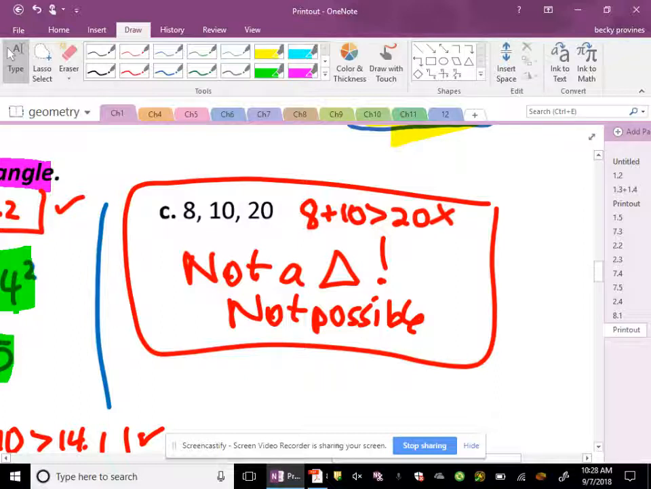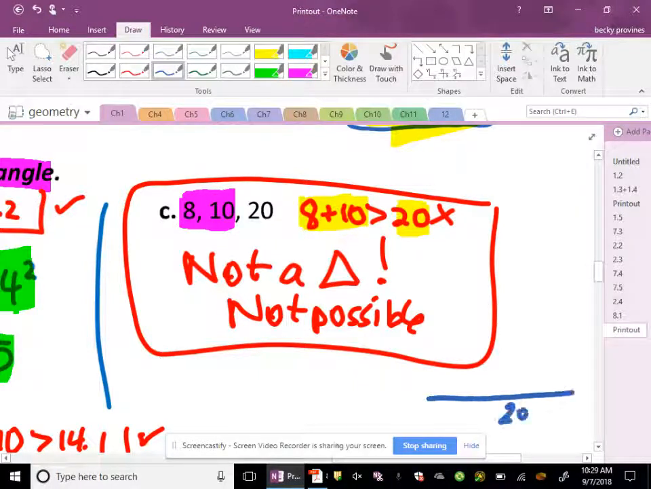What the rule is to form a triangle, the two shorter sides, before you even square it, just the 8 and the 10, when you add it together, it has to be more than the third side. It has to be more than the biggest side. So when I add 8 and 10 together, obviously that's not more than 20, so it doesn't work. This doesn't form a triangle. So if you try to draw this out, like this side could be 20, this side could be 10, and this side is 8. They don't meet. It doesn't form a triangle.